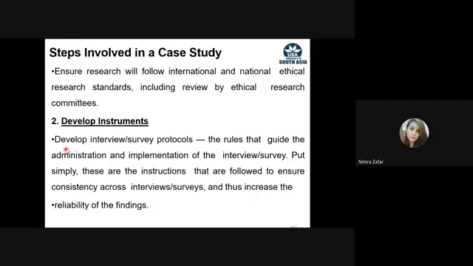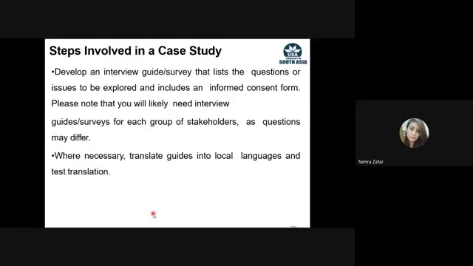Develop instruments. The second step is to develop the instruments. Develop interview or survey protocols, the rules that guide the administration and implementation of the interview or the survey. Put simply, these are the instructions to be followed to ensure consistency across interviews or surveys and thus increase the reliability of the findings. Develop an interview guide or survey that lists the questions or issues to be explored and includes an informed consent form.